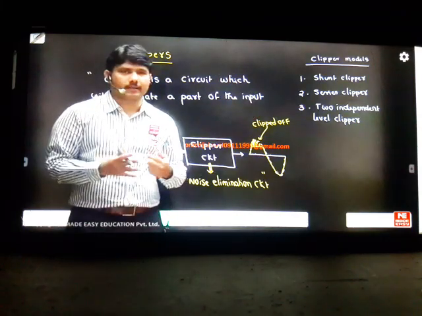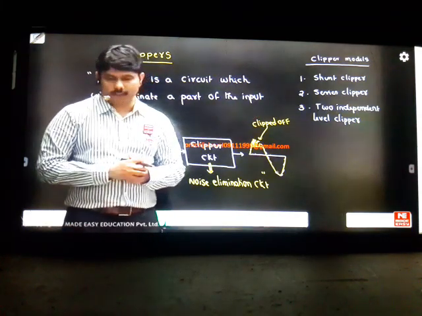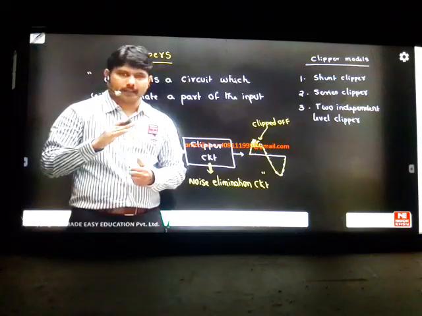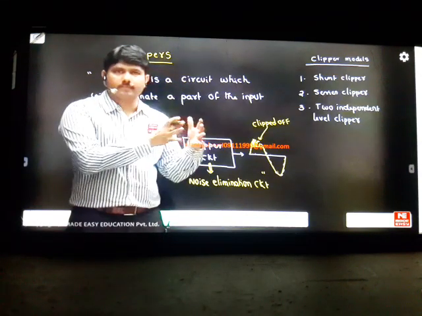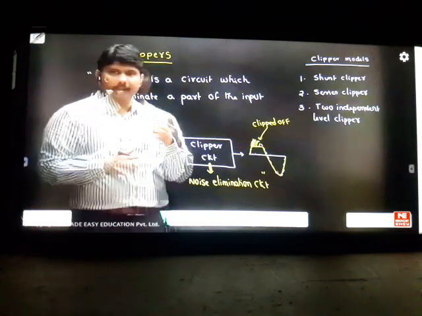Clipping means anything we can clip, any part of the signal. The talent is in the design part. Don't restrict clipping to only the positive side. I can clip the negative side, because noise cannot tell me that it will always come on the positive side. Noise can come anywhere, unpredictable. So for every concept we should have a design.